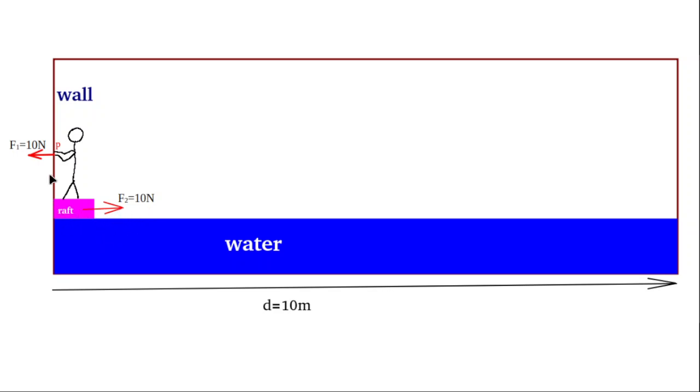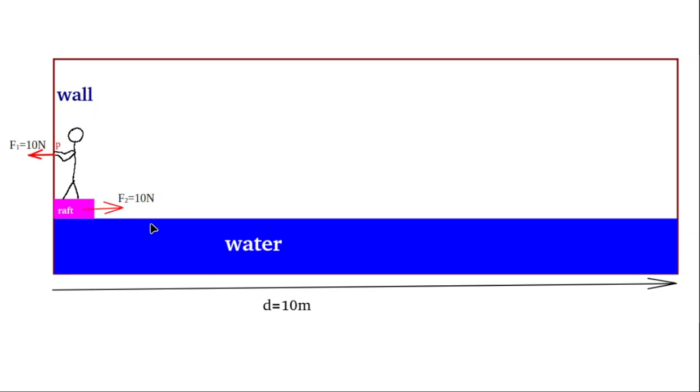F2 is 10 newtons exactly at the point P, when the man applied a force of 10 newtons towards left, and by that the raft itself has moved from one end of the room, say left end of the room, to right end of the room. In the process the raft had made a displacement of 10 meters. Okay, force is 10 newtons, displacement is 10 meters.